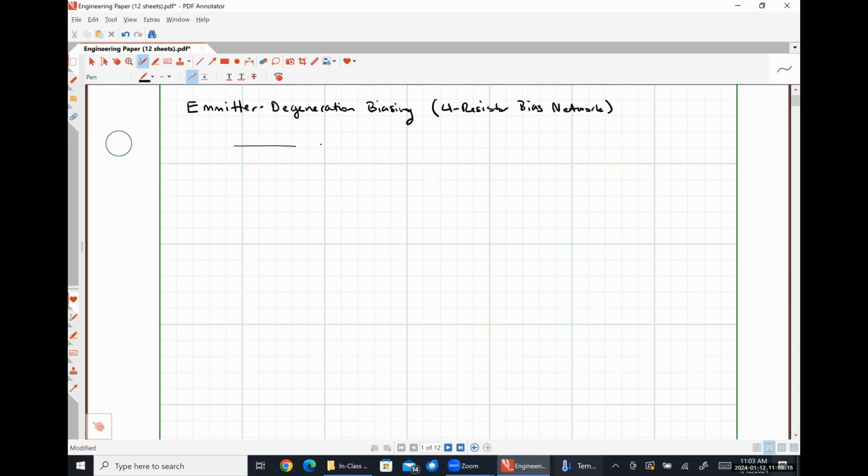So I'll draw a picture of it here, and then we'll talk a little bit about what degeneration means. So here is our collector resistance, RC. Here's our supply voltage, VCC. And then over here, we have our BJT. And normally the emitter terminal of our BJT has been tied directly to ground, but instead we're going to place an emitter resistance RE between the emitter and ground, like so.